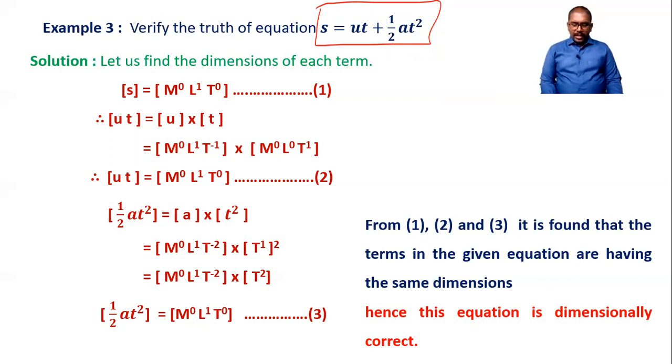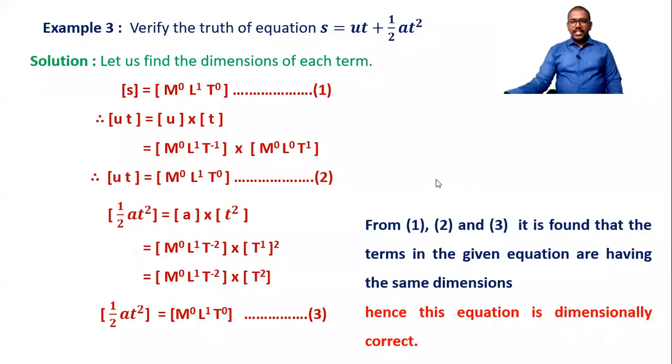So if the equation S is equal to ut plus half at square is given and they ask you to find the dimension of u, then you know that the dimension of S is equal to the dimension of ut. So the dimension of u is the dimension of S divided by the dimension of t. In that way you can also find the dimensions, or the unit of any quantity given in the equation, because you know how to write down the unit if the dimension is known.